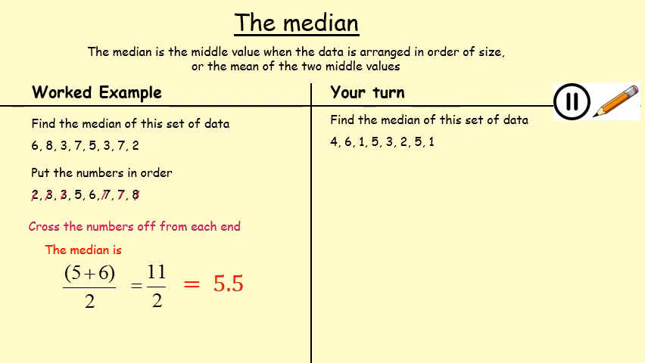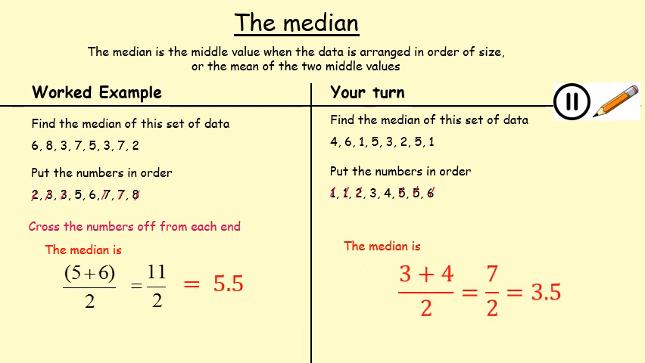Okay, I would like you to pause the video now and have a go at this question on the right, following the method we've just gone through. Okay, so hopefully you've done that. If you put the numbers in order, you get this here. We're going to cross off the numbers on our list, and we end up with 3 and 4 in the middle, so we add them together and divide them by 2. And we end up with a median of 3.5 for this set of data.